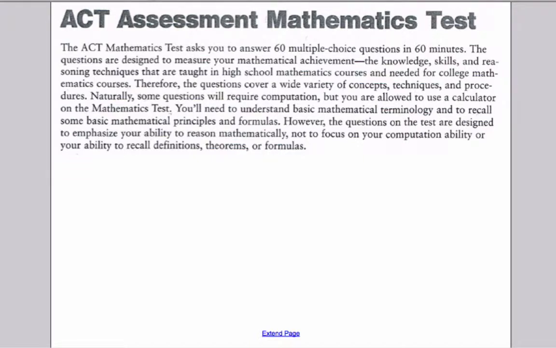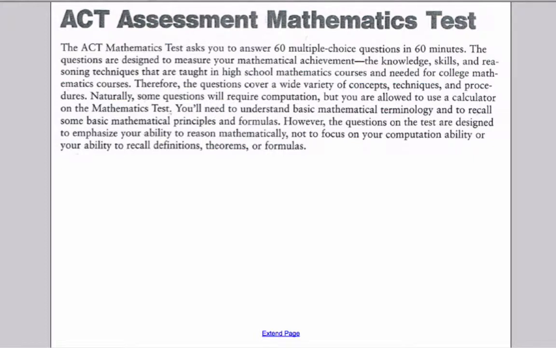The ACT math test asks you to answer 60 multiple choice questions and you get 60 minutes to do it. The questions are designed to measure your mathematical achievement, the knowledge, skills, and reasoning techniques that are taught in high school math, and they're needed for college mathematics courses. Therefore, the questions cover a wide variety of concepts, techniques, and procedures.